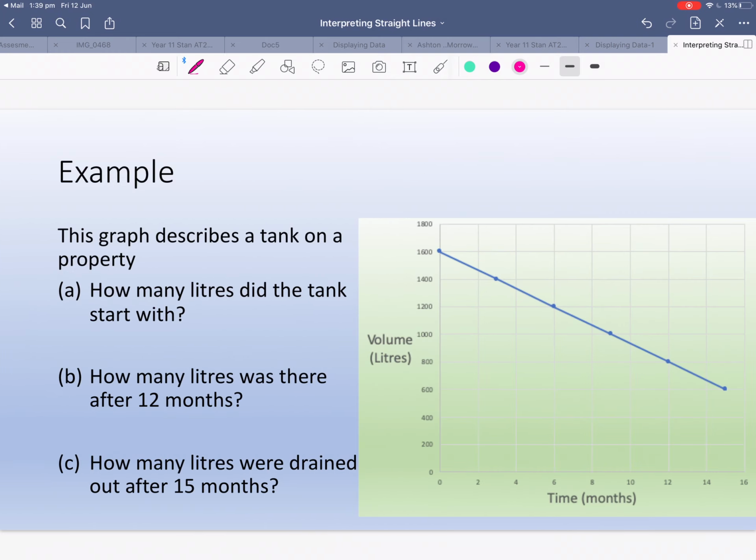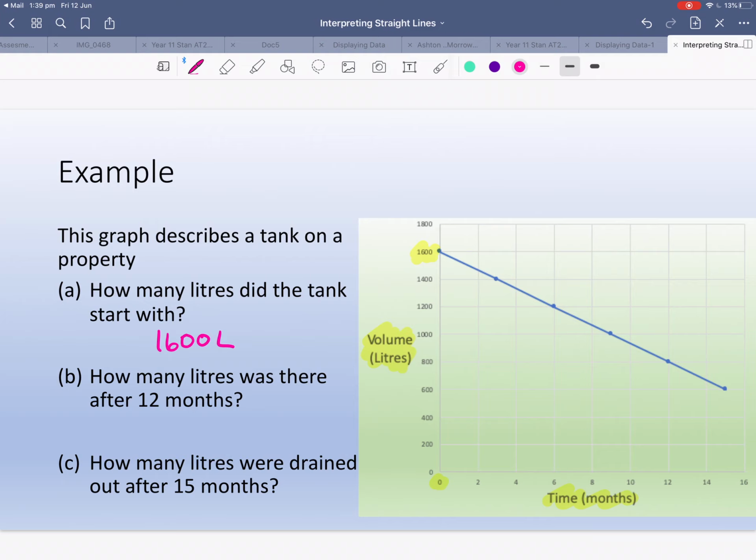All right, let's do a second example. This graph describes a tank on a property. How many litres did the tank start off with? Now let's look at the axis. This is volume in litres and this is time in months. So the time started at 0. So what did it start with? 1600 litres. All right, so that's what it started with. At 0 is the start of time, and that's what it started with.